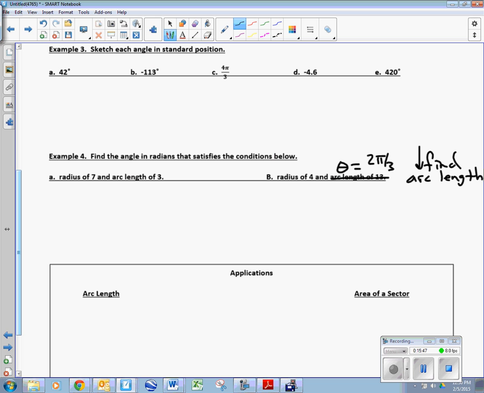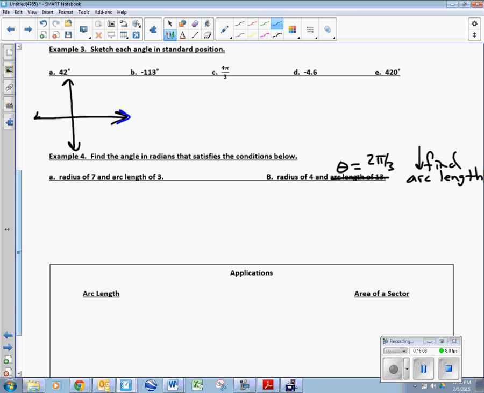Cross it off. Sketch an angle in standard position. You should be able to know how to sketch an angle and what that looks like. I don't even think there are any like these in your homework, but you'll apply it tomorrow. 42 degrees. Anytime you sketch an angle, you'll say, do we have to do it? Yeah, you do. You have to do it like I'm doing it right now.